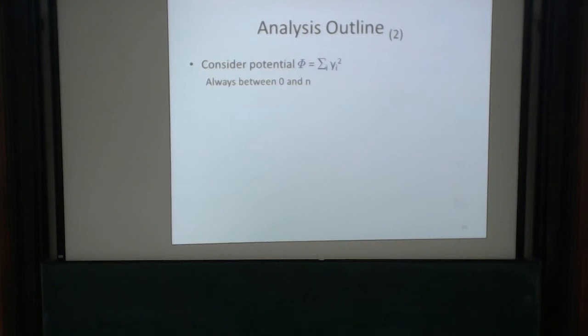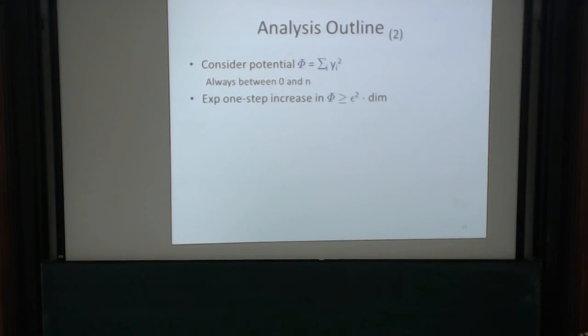Now, what about the other side? This is based on a nice potential argument. We look at this potential function, which is the sum of squares of all the variables. And notice that because we are bounded between 0 and 1, this is always a value between 0 and n.